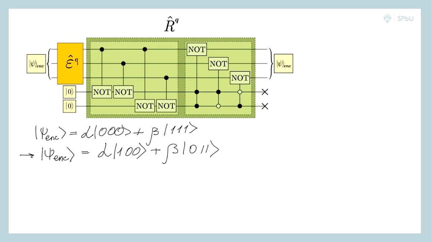Okay, we add 2 ancilla qubits in the state 0, and now our total state of the system of 5 qubits is alpha 10000 plus beta 01100.